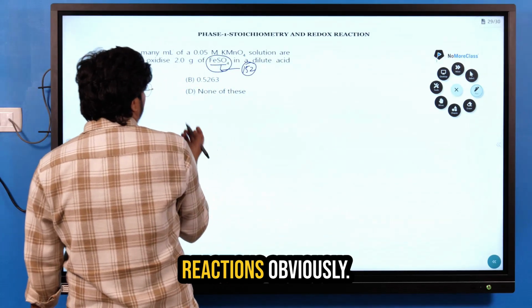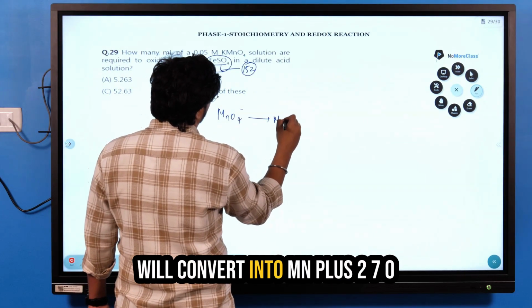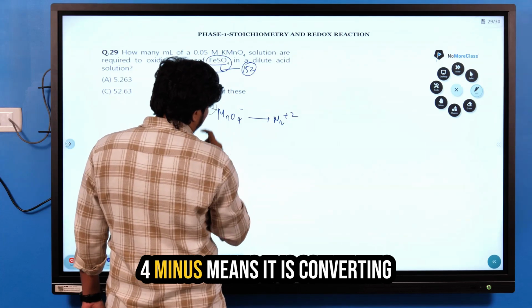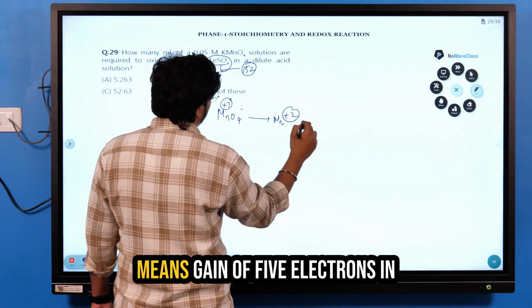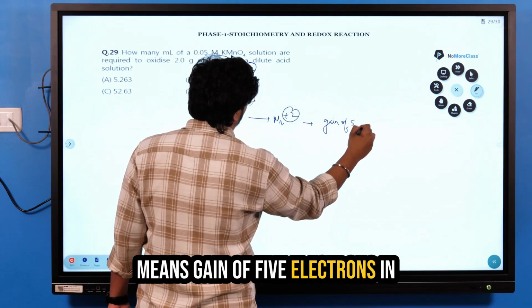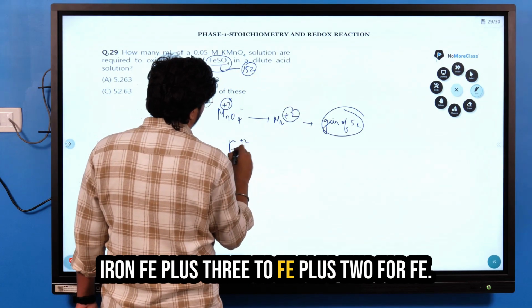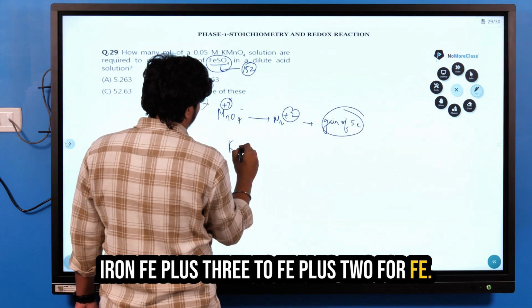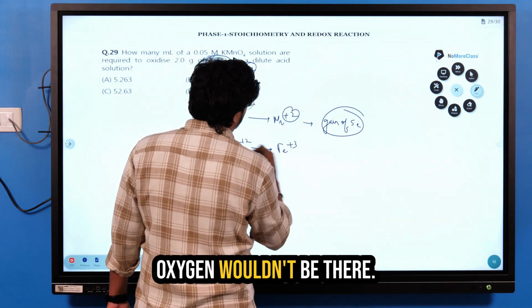We write the reaction first. So MnO4 minus will convert into Mn plus 2. MnO4 minus means Mn is converting from plus 7 to plus 2, which means a gain of 5 electrons happened. And talking about iron, Fe plus 2 goes to Fe plus 3.